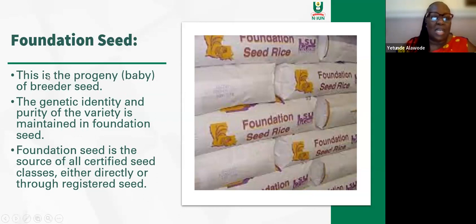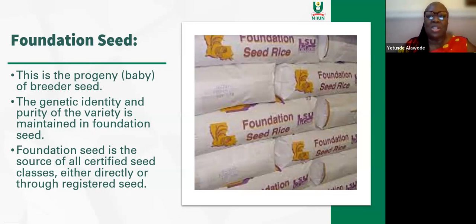So you can see here that the progeny of the breeder seed is the foundation seed, and the genetic identity and purity is still maintained. It is not tampered with. It is just an increased form of the breeder seed. So the identity, the genetic purity is still there. And foundation seed is the source of certified seed and registered seed.